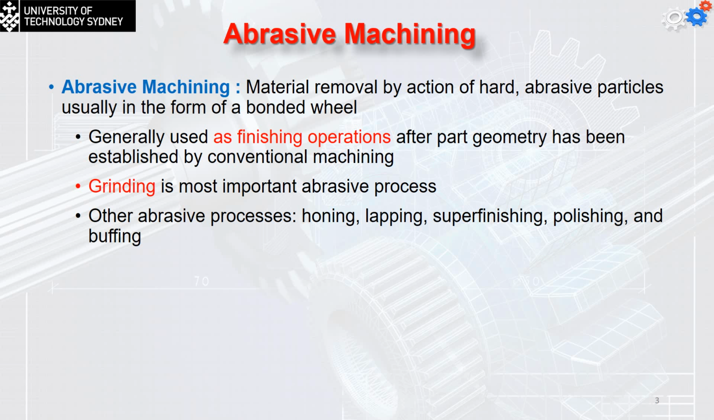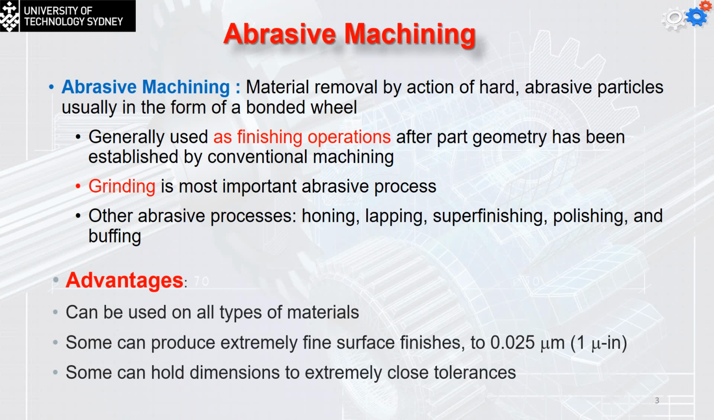Generally it is used as a finishing operation after the part geometry has been established by conventional machining, which is the cutting machining. So we remove a lot of material, as you remember, for the rough cutting, and for the finish cutting, we reduce the depth of the cut. And to make it less depth, for having better finishing, we do the grinding to remove it as a powder. So grinding is the most important abrasive process, and other abrasive processes can be honing, lapping, super finishing, polishing, and buffing.